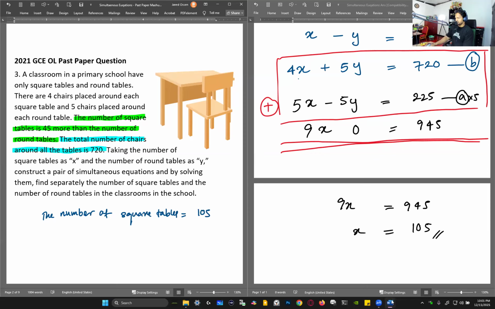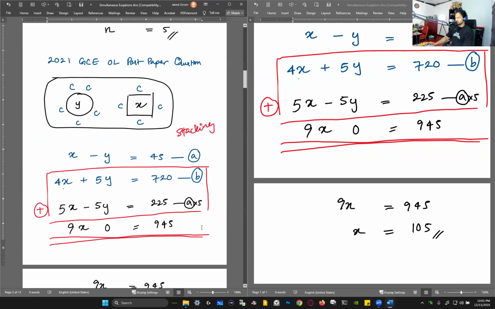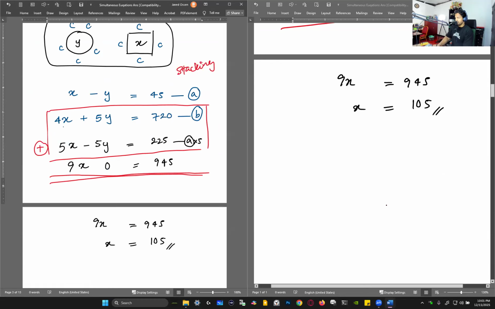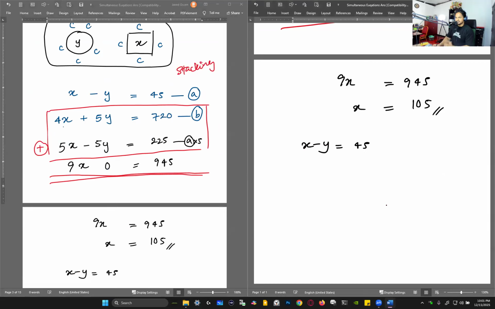Look at this, by the way. It's a simple move. I know that x minus y equals 45. Instead of x, Miss Fatima, what will I write? Instead of x, I will write 105. Absolutely. 105 minus y equals 45.